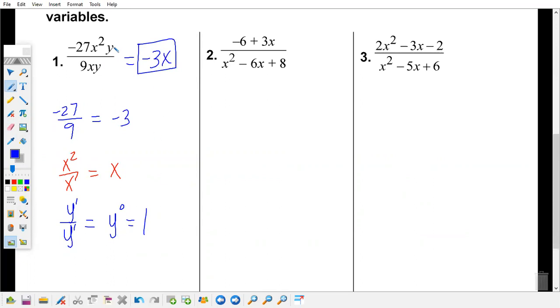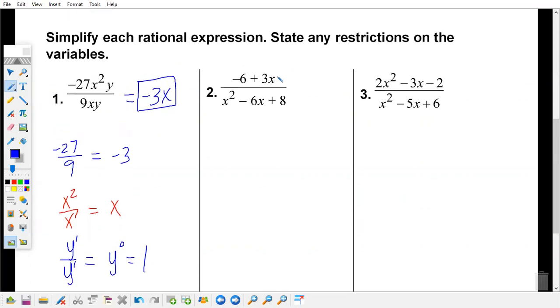Do we see that? So these were a monomial divided by a monomial. Mono divided by mono, you divide like terms. Agreed? Do we all see that? All right, so this is mono on mono. Now we have a binomial divided by a trinomial. So before we do anything, we have to factor.